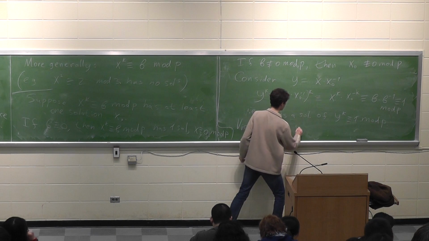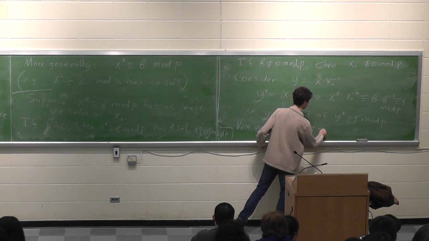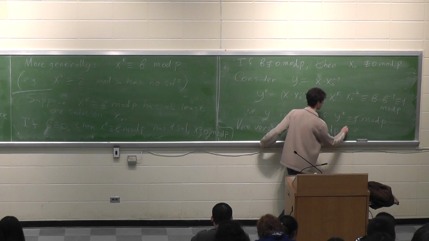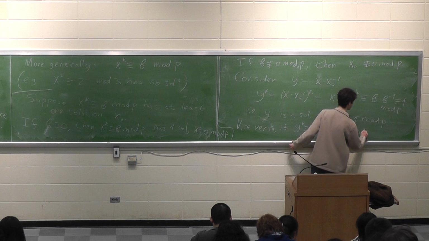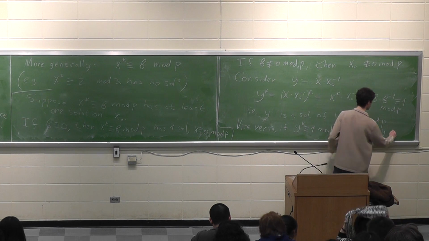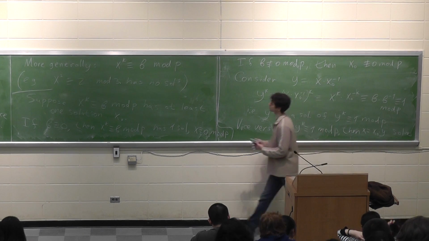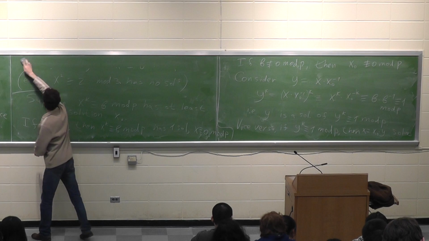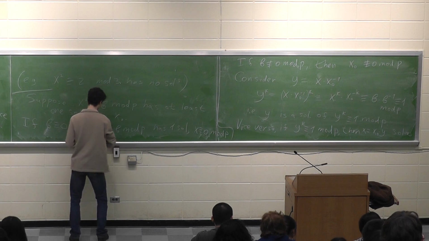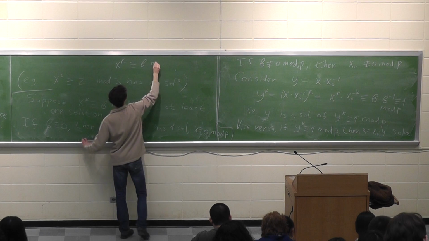If y to the power k is congruent to 1 modulo p, then x, which is x naught times y, so x to the power k is congruent to b.